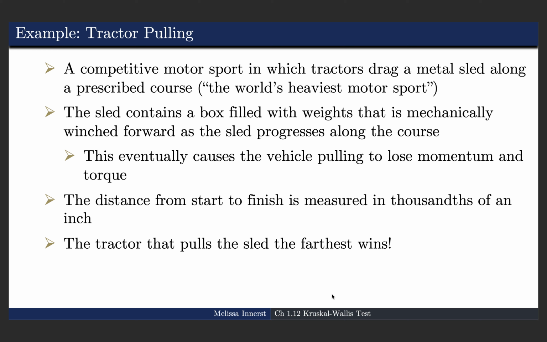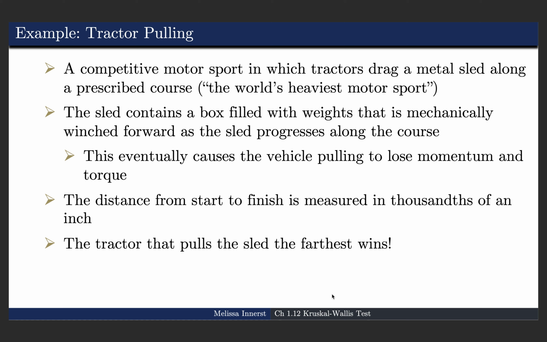The tractors that drag the sled along are not tractors that you usually think of. Some of them have 4 or 5 motors on them at once that try to pull this tractor. So it's really quite interesting to at least look at the tractors.